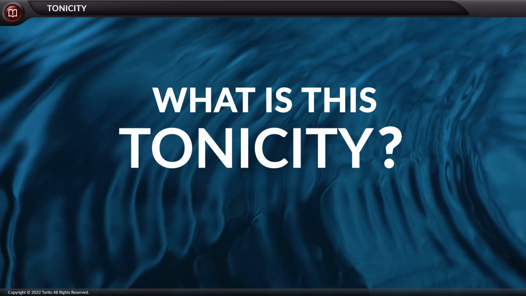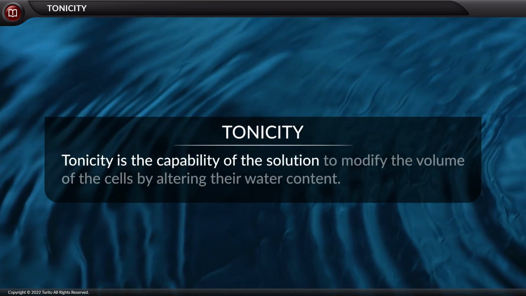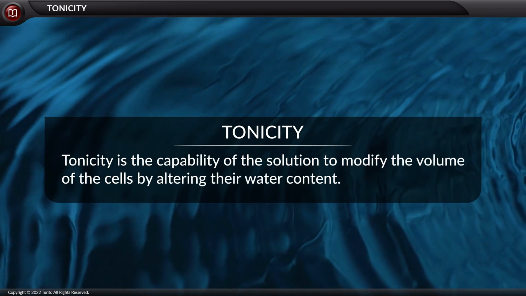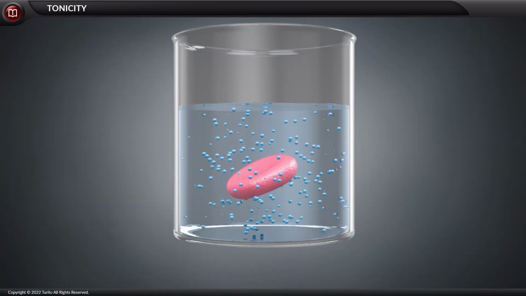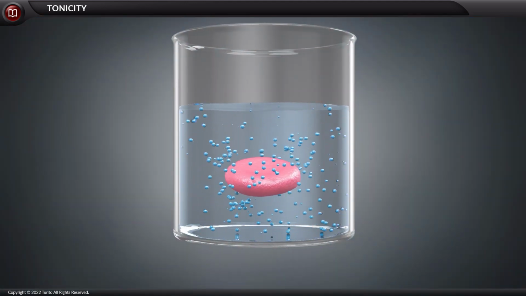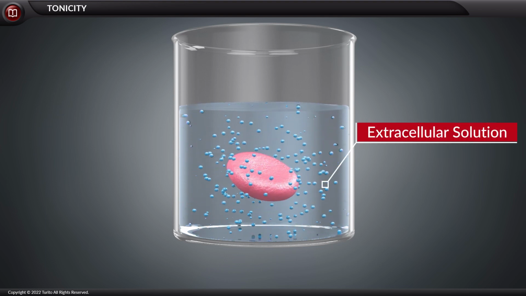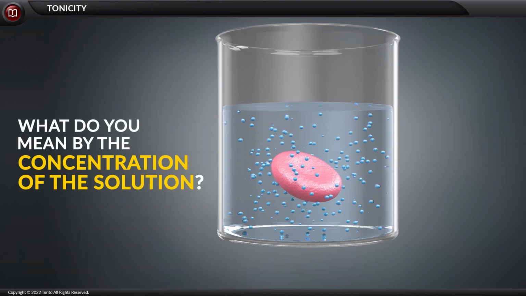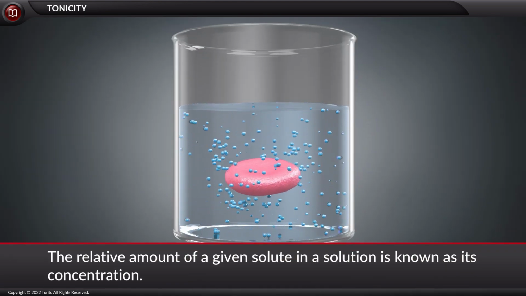What is this tonicity? Tonicity is the capability of the solution to modify the volume of the cells by altering their water content. The osmotic movement of water into or out of the cell depends on the relative solute concentration of the extracellular solution. What do you mean by the concentration of the solution? The relative amount of a given solute in a solution is known as its concentration.